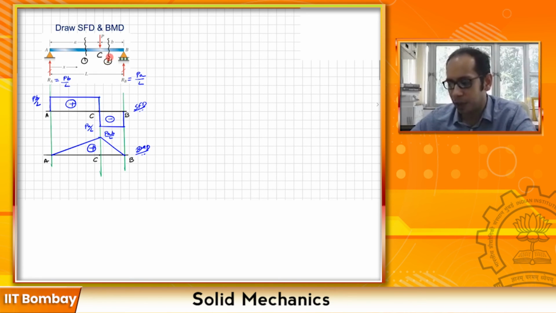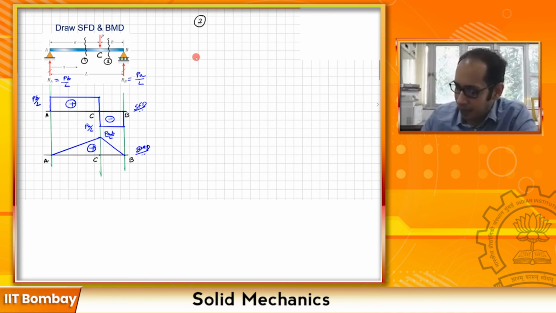So let's talk about this particular section 2. When we write the expression for the section 2 over here, remember, since I am going from my right to the left, my x is going from B to C. So x lies between B to C over here.